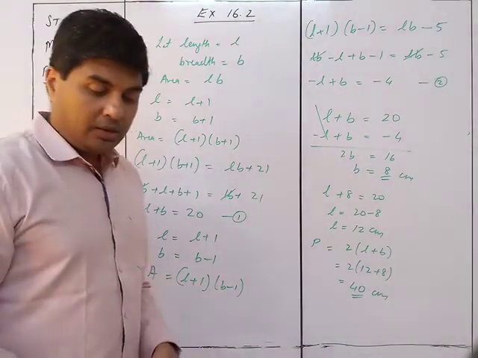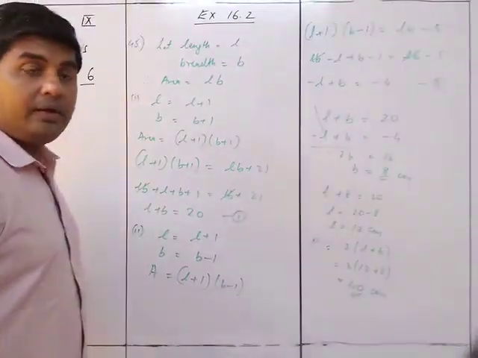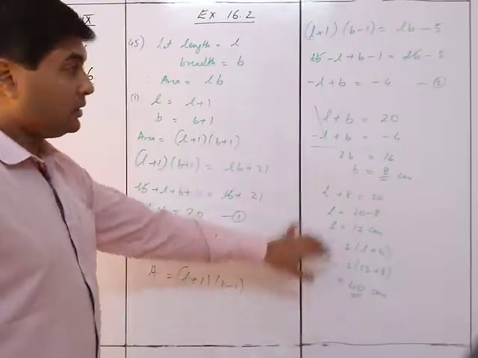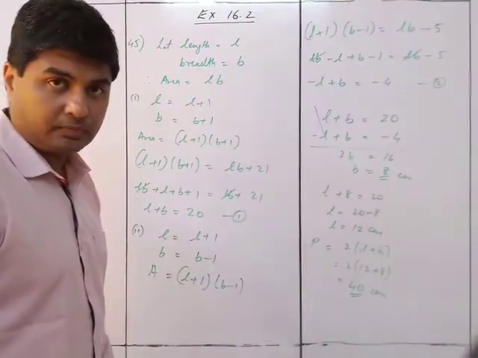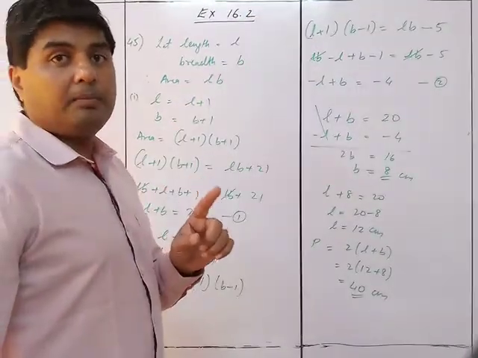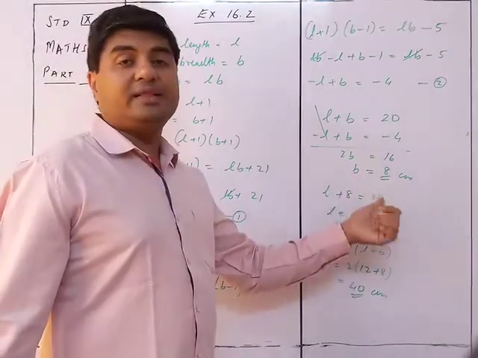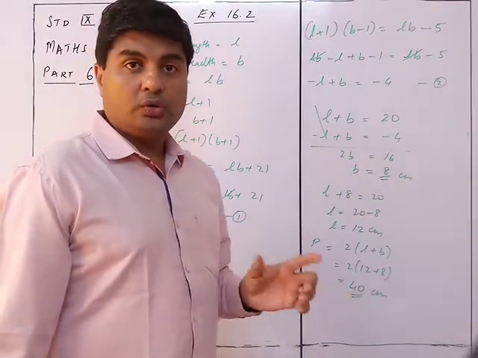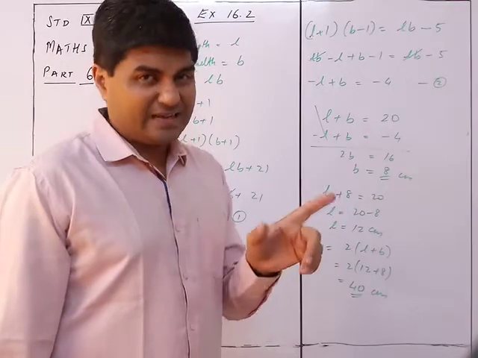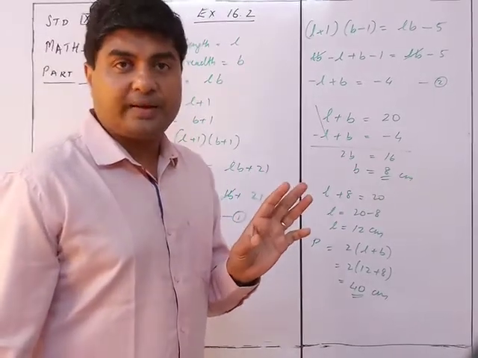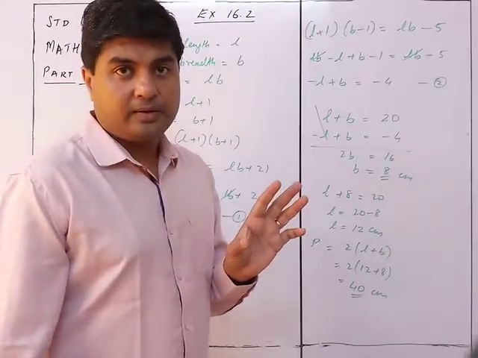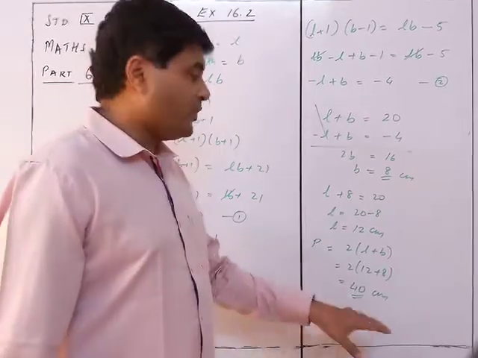Okay. This is the long method. Why? Because I found out the length and the breadth also, which were actually not asked. Did they ask me the length and the breadth? No, they didn't ask me the length and the breadth. But I found them out and then found out the perimeter.